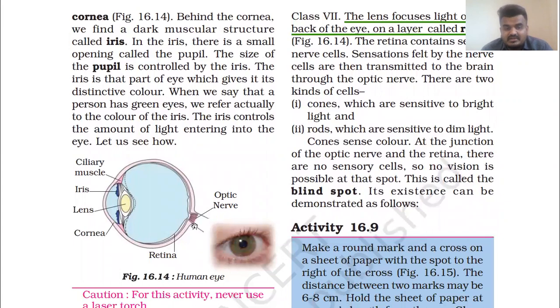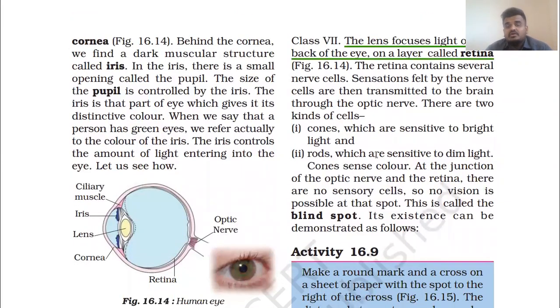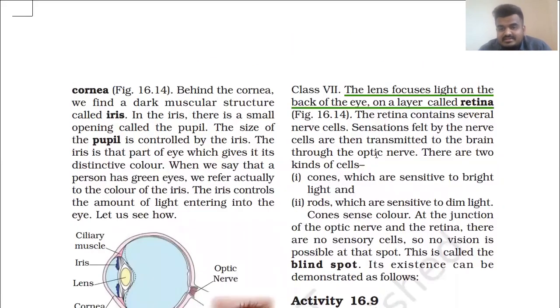This optic nerve and retina will be helpful to understand the topic of the blind spot, which we are going to discuss in this session. So first of all, let's revise that important topic once again.